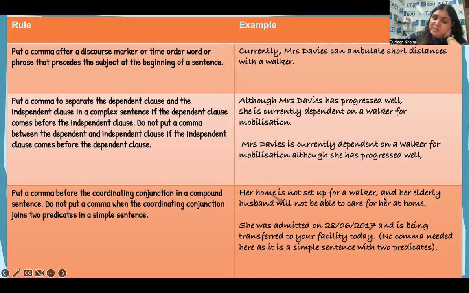And how do we join these ideas together? Using a comma and a coordinating conjunction, appropriate coordinating conjunction. So because this is an addition of information, we're using and. Her home is not set up for a worker, comma, and her elderly husband will not be able to care for her at home. This is a compound sentence. But look at the second sentence. Here, this is a simple sentence with 2 predicates. Simple sentence with compound predicates. So when this happens, then you just join them with and. No comma is needed here because the subject is the same.